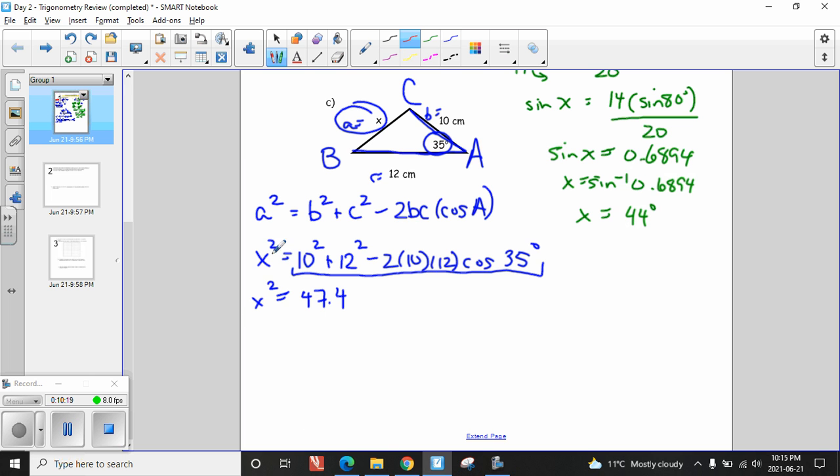It's not quite what we're looking for because this is x squared. So I'm going to take the square root of both sides to come up with my final answer, which is 6.9. And in that picture, the units were centimeters. Okay, so there's a right triangle, a sine law, and a cosine law. So the three major types of tools or strategies that we've used throughout the course.